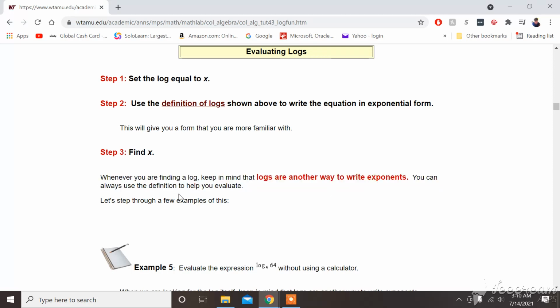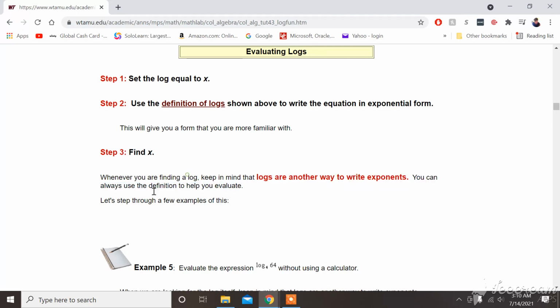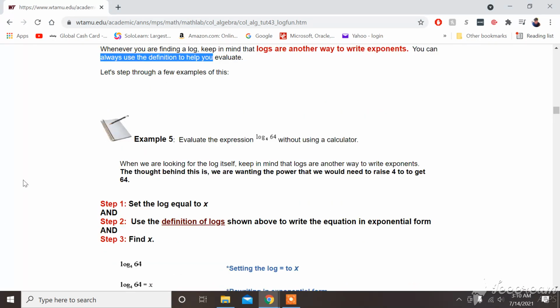More or less what this means is logs are definitely exponents, and you can always use the definition of logs to make a problem easier. So if you see an exponent or a log, you'd be like, bam, same thing. Let me just use the definition right quick.